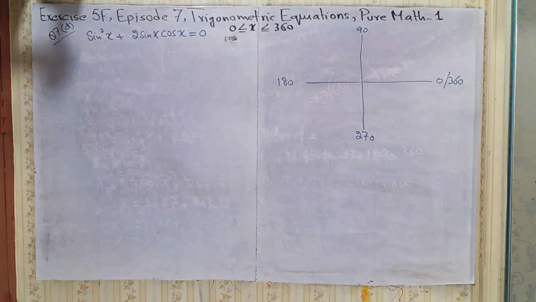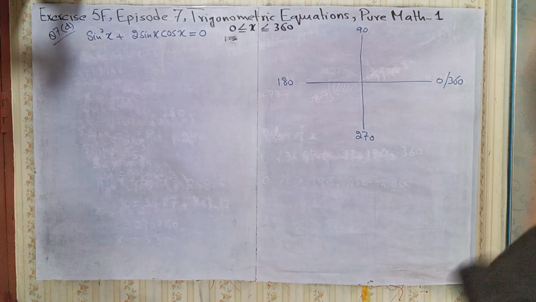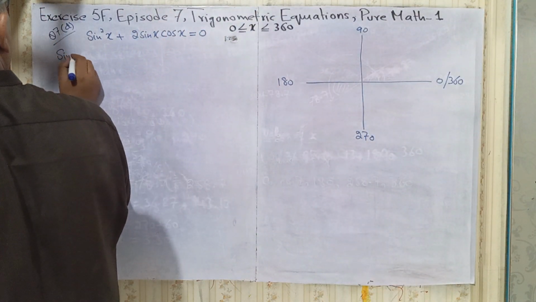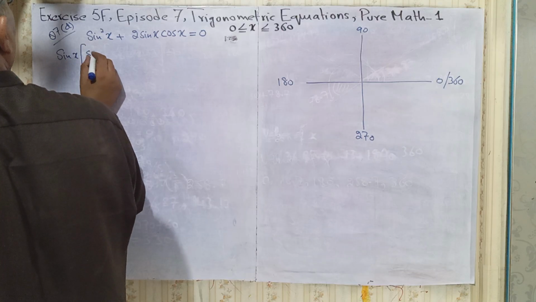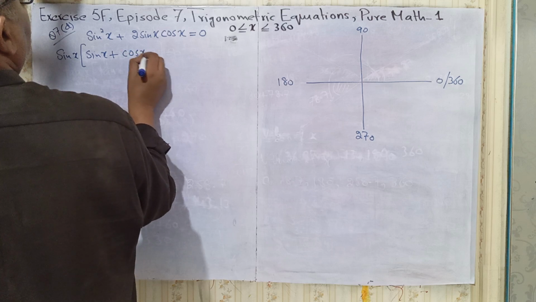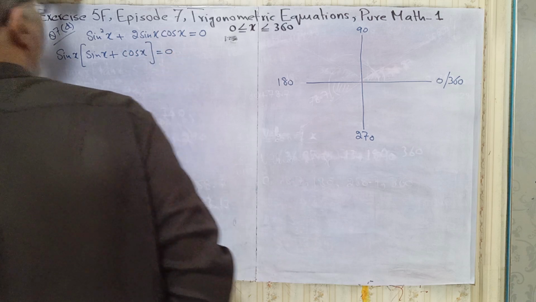Now, let's solve it. So I can take sine x common. Just take sine x common, so you will have sine x plus cos x equals 0.